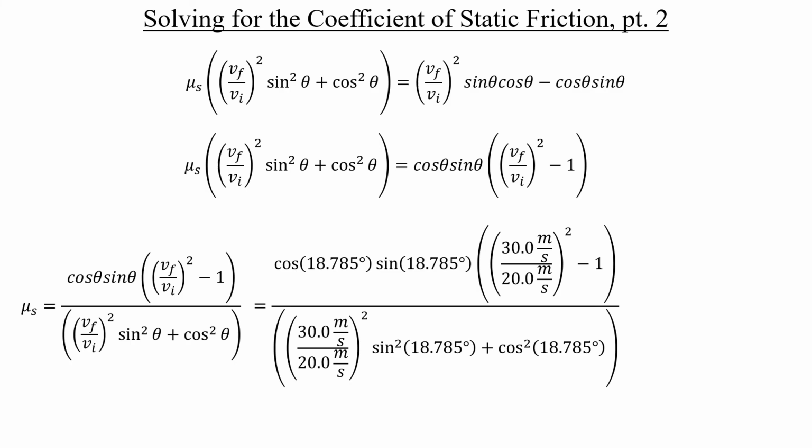Be sure to do this very carefully on your calculator, and also check to make sure that your calculator is set to degrees and not radians. When I do this, I get the following value. And remember, we only need two significant figures, so if we truncate it accordingly, we get the correct answer, 0.34. And that's it. We're now done with our problem.